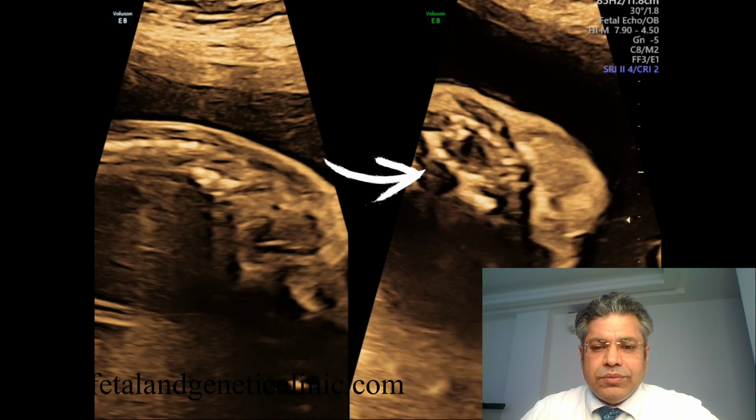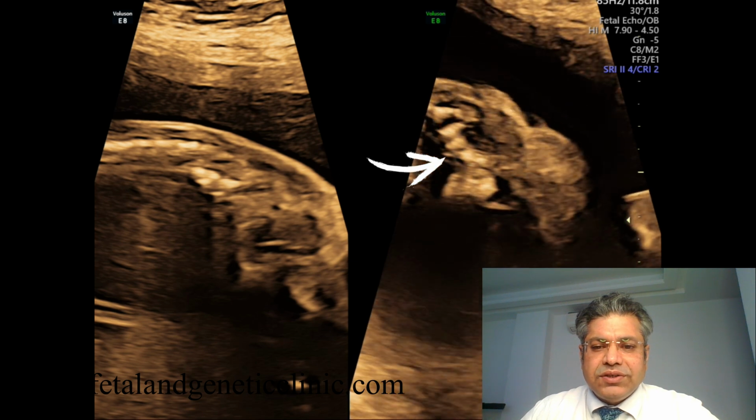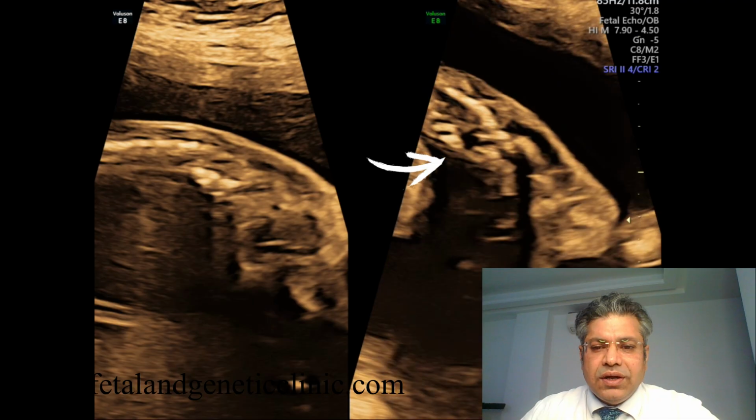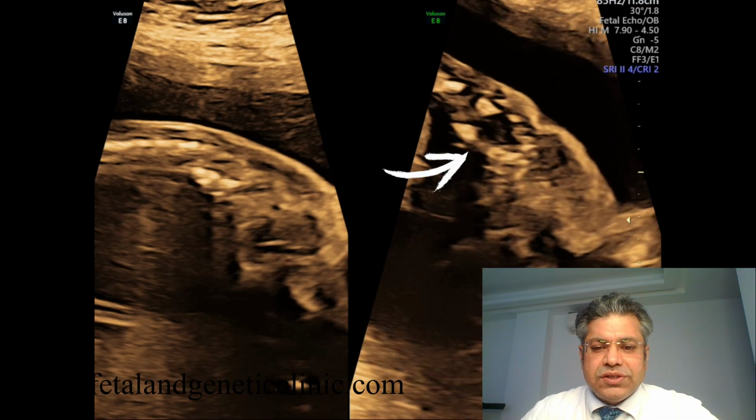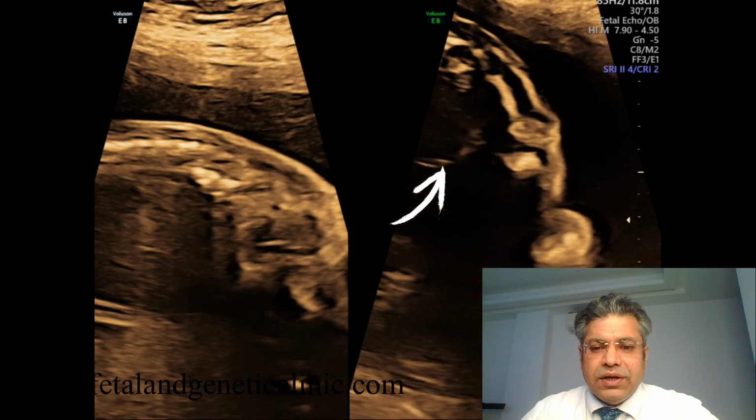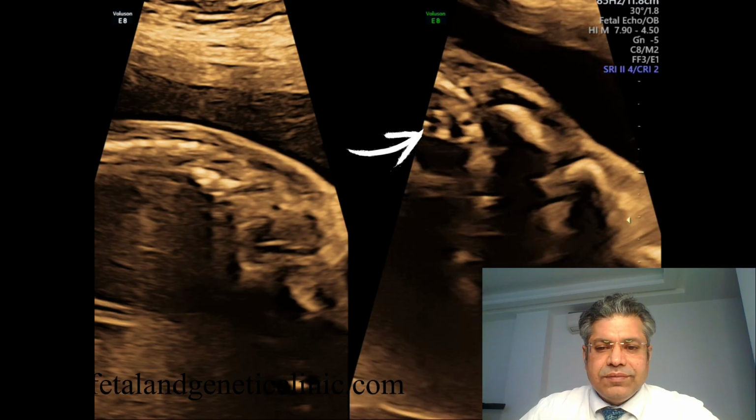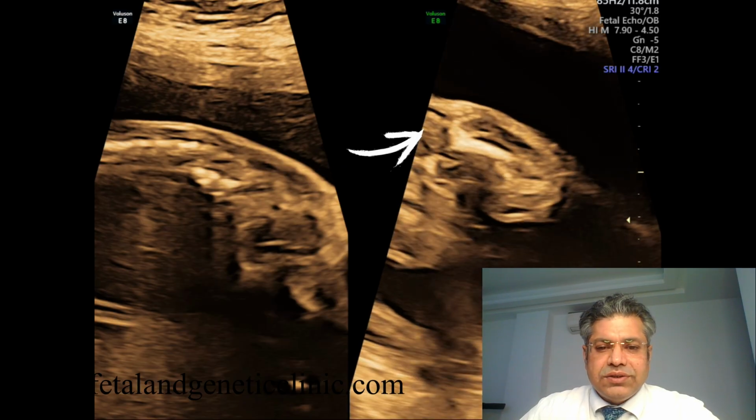This is what we are seeing from below. So we can see the syrinx very well. This is the fusiform dilatation of the cord. This is the syrinx here. And then we are going from below. So this is the syrinx here. So that is how it is.